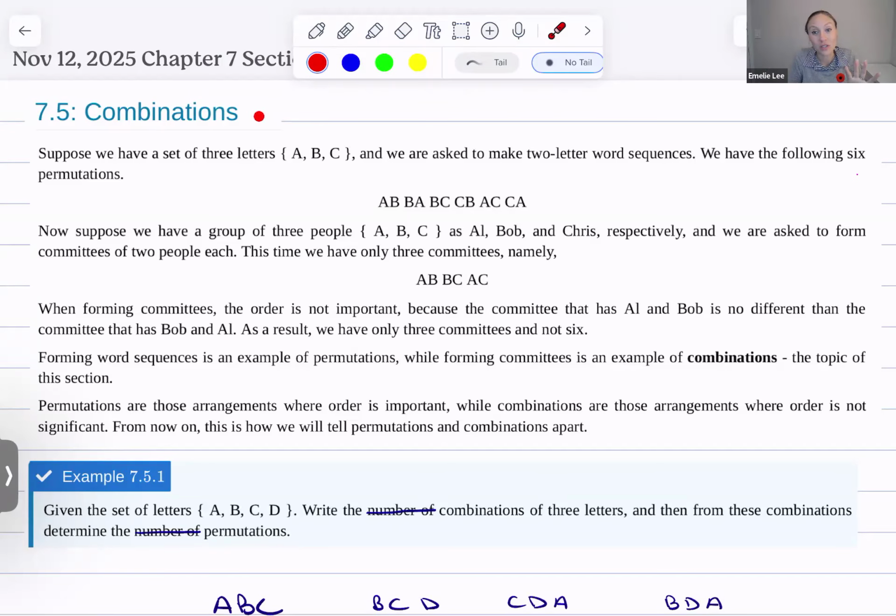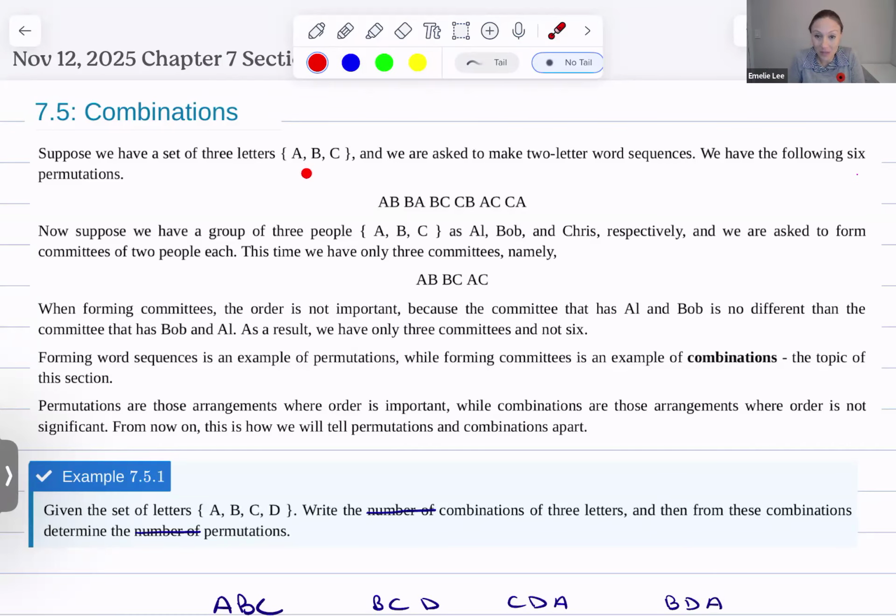Combinations, which is our last section in chapter 7, and also the last topic that will be on test 2. So let's get started. From last week, or I guess kind of this week because I'm recording it now.